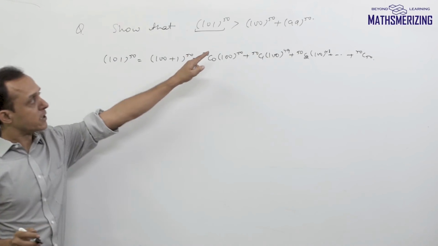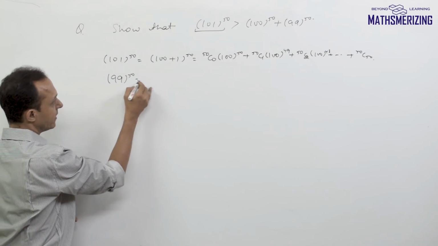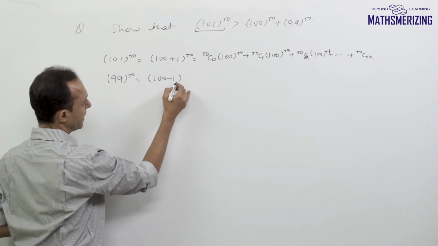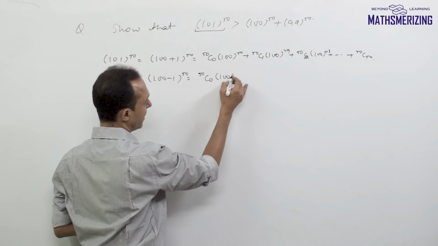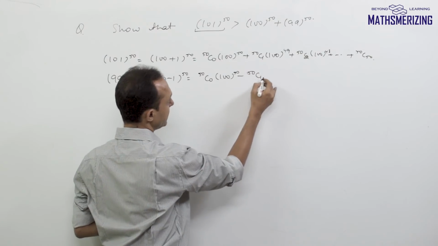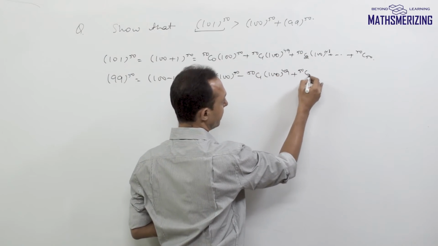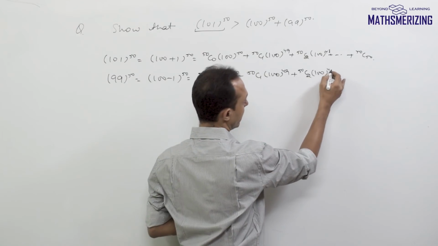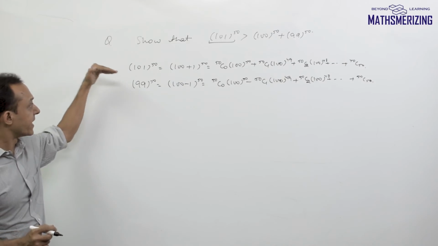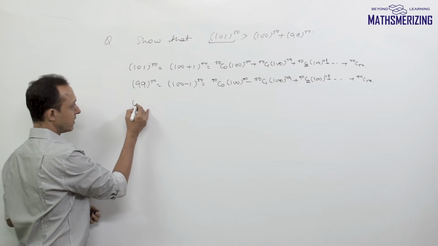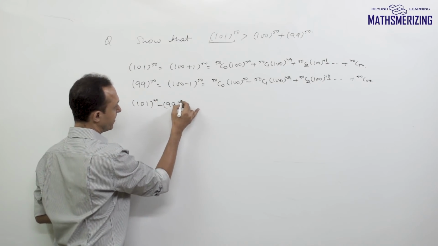Now I'll also write the binomial expansion for 99 to the power 50. It will be simply (100 minus 1) to the power 50. So that is 50C0 100 to the power 50 minus 50C1 100 to the power 49 plus 50C2 100 to the power 48 and so on, plus 50C50. Now I'll subtract the second series from the first. I can write it as 101 to the power 50 minus 99 to the power 50.